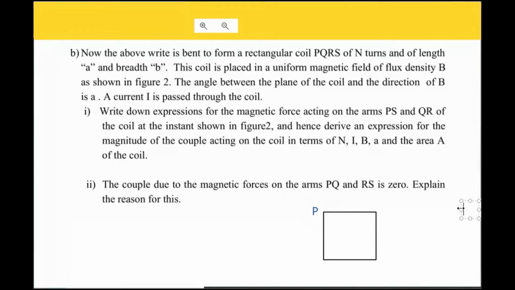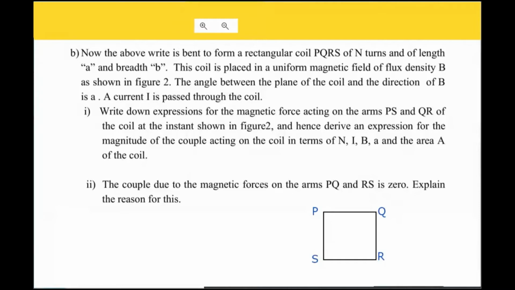And this is Q. PQ side. And this is R. And S. So if you consider PQ and RS sides, it is very much clear.